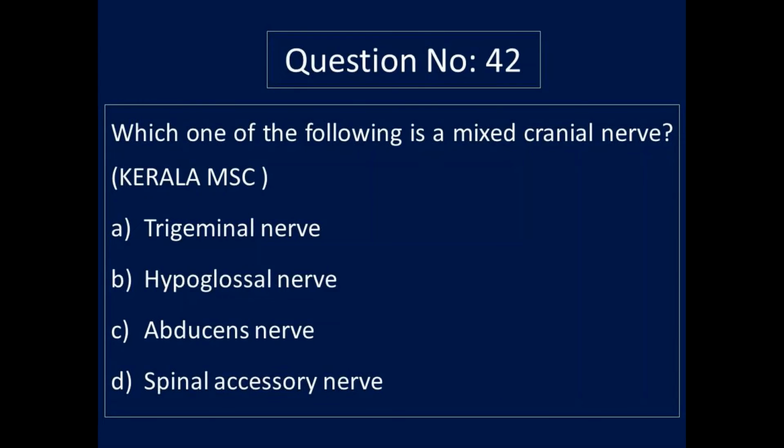Question number 42. Which one of the following is a mixed cranial nerve? Option A, trigeminal nerve; B, hypoglossal nerve; C, abducens nerve; and D, spinal accessory nerve. Right answer is trigeminal nerve.